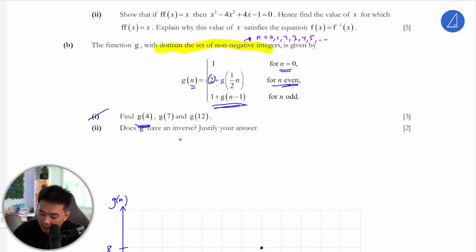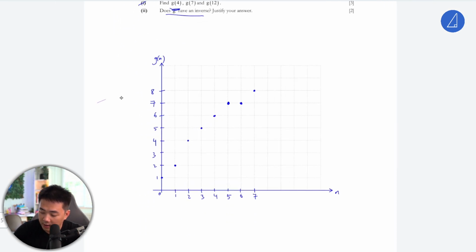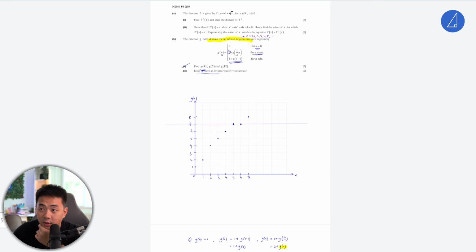Does g have an inverse? Justify your answer. To see if g has an inverse, if you draw a horizontal line test, you know that this cuts the function twice, right? So essentially g is not a 1-1 function, thus it doesn't have an inverse.